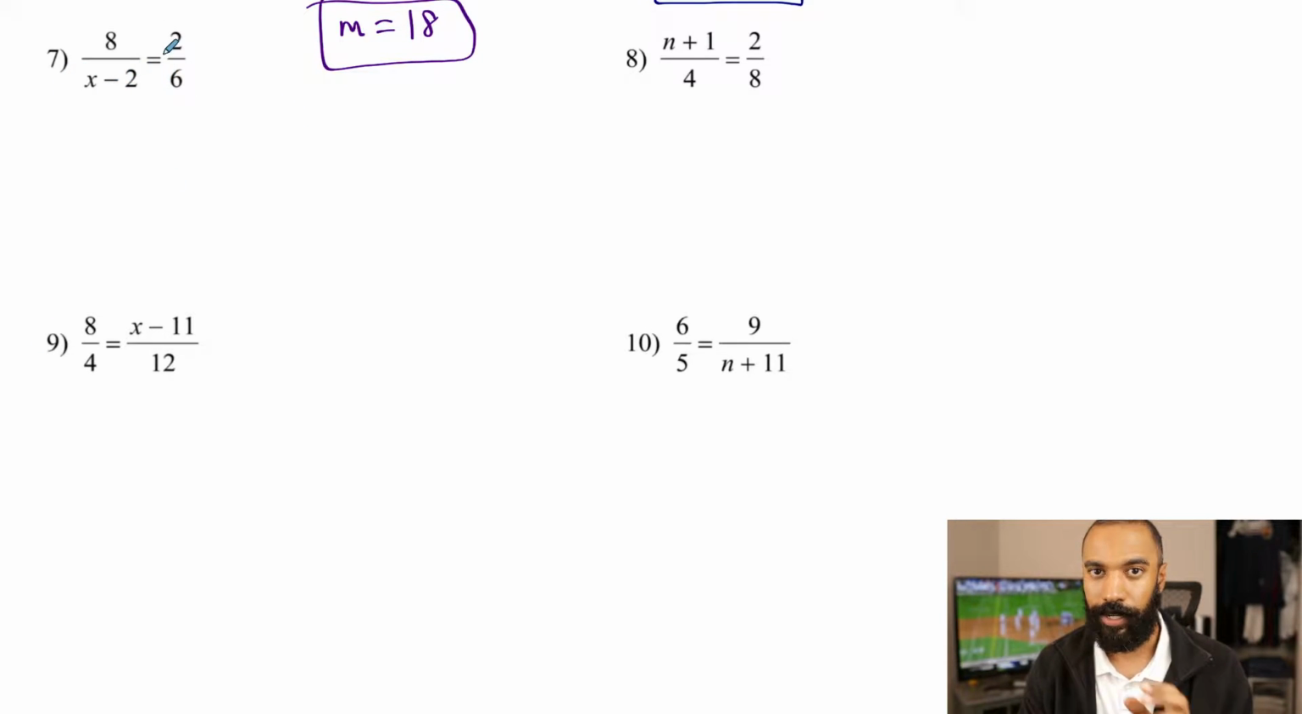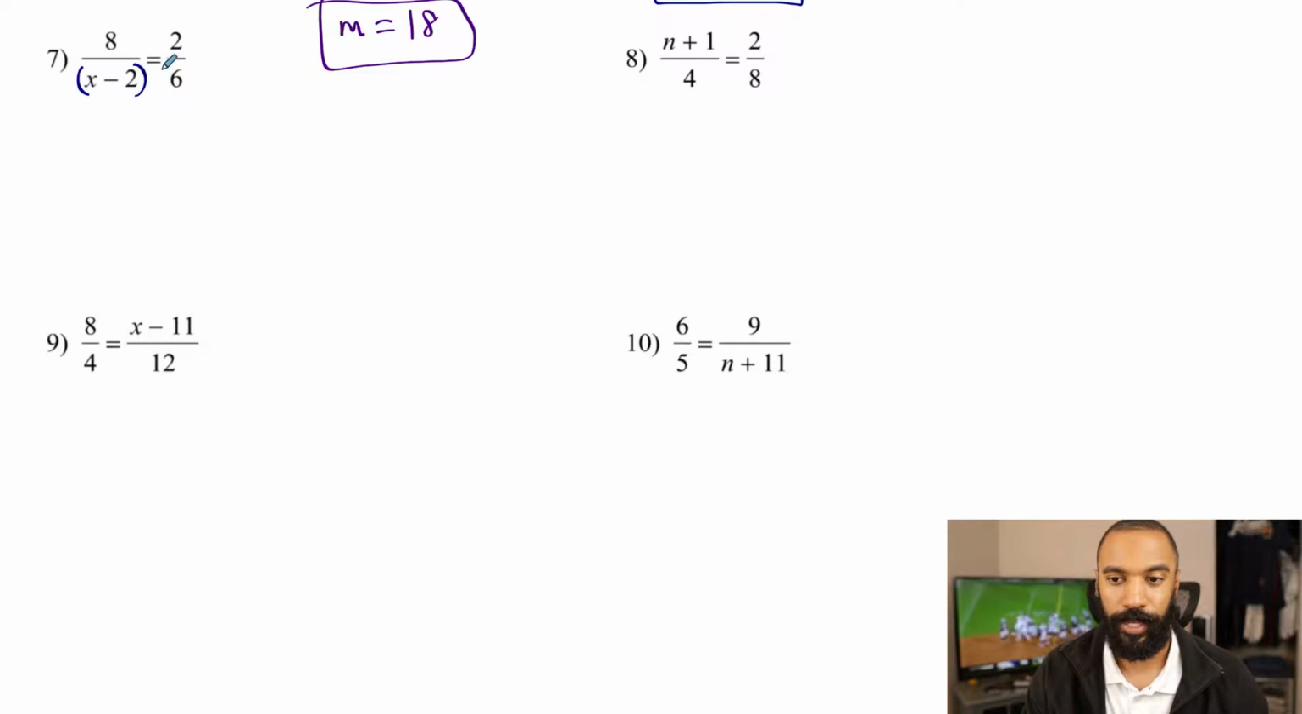Now, to do the extra quantity, you have to look at distribution. Because x minus 2 is grouped, it's like there are parentheses there. It's implied that they're there, so you might as well think like they are.